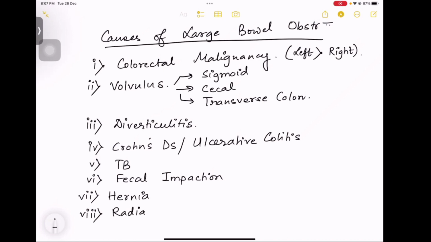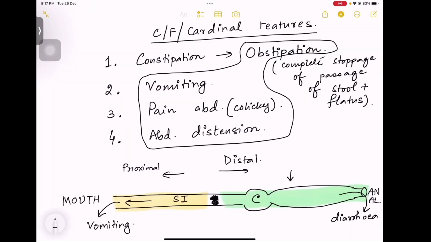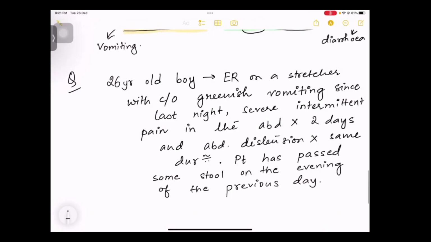Now we should move on to the cardinal features that a patient will present with in intestinal obstruction. There are 4 cardinal features. 1 is obstipation, 2nd is vomiting, 3rd is pain in the abdomen which is colicky in nature, and 4th is abdominal distension. Now obstipation is a condition when there is complete stoppage of passage of both stool and flatus.